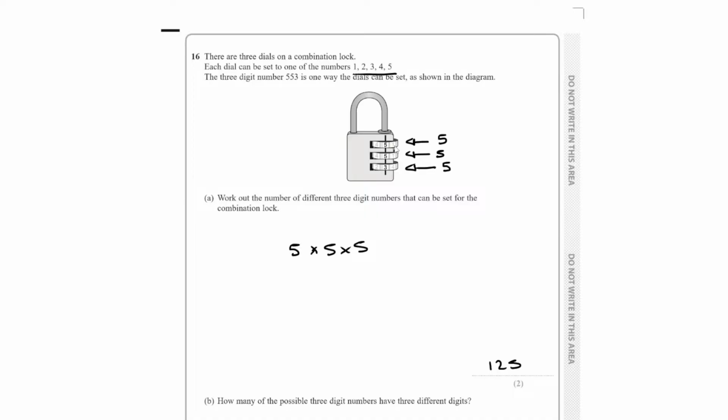So for dial number 1, I could pick any of the 5 options. So that's 5. For dial number 2, I could pick any of the 5 options. That's another 5. And for dial number 3, same thing, I could pick any of the 5 options. So then I just do 5 times 5 times 5. You just see how many options you have in each category. In this case, the categories are the dials.